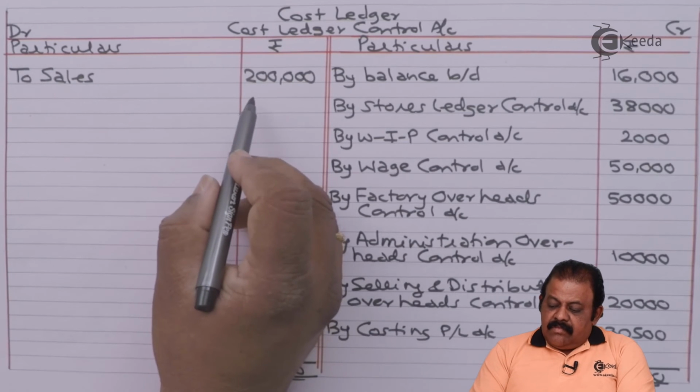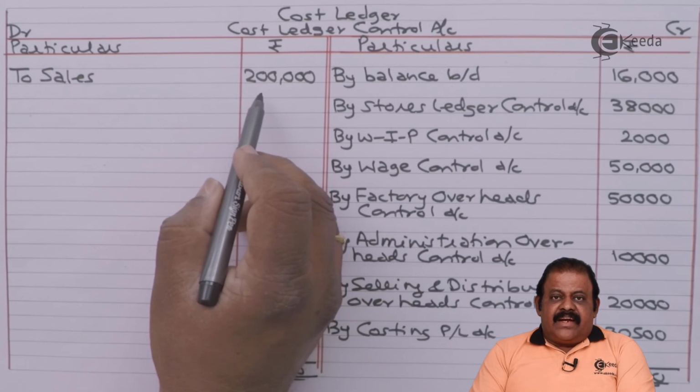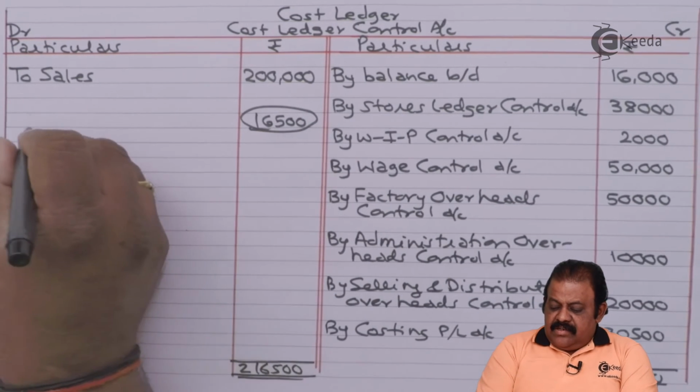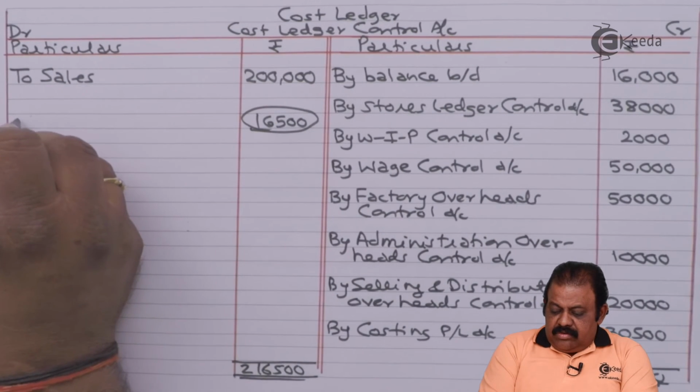2,16,500. Debit we have 2 lakhs. We can get a balancing figure 16,500. This will be transferred to trial balance.